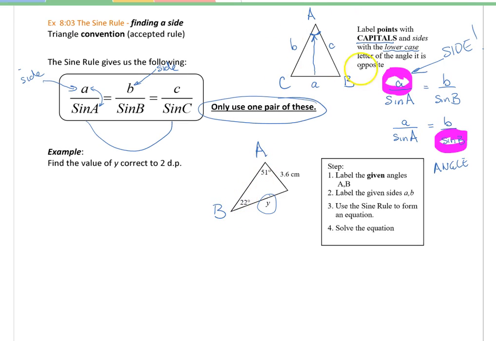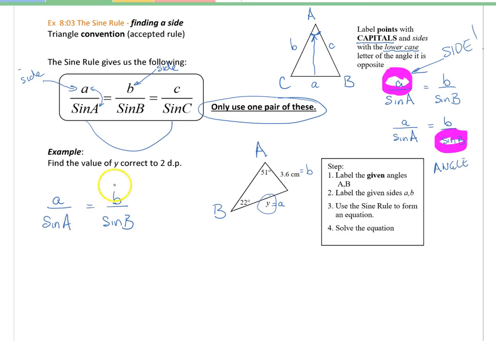Now, using our labeling method, we have no choice but to call the side opposite A lowercase a. The side opposite angle B has to be called lowercase b. So we've labelled the angles, we've labelled the sides. We're going to use the sine rule. So let's set up the sine rule. The sine rule is a on sine A equals b on sine B.